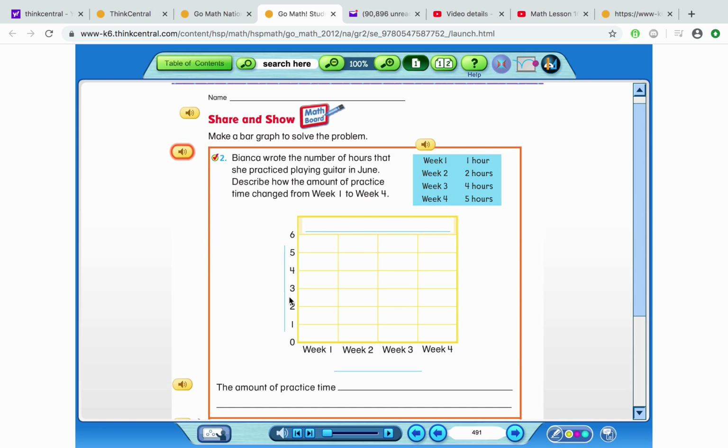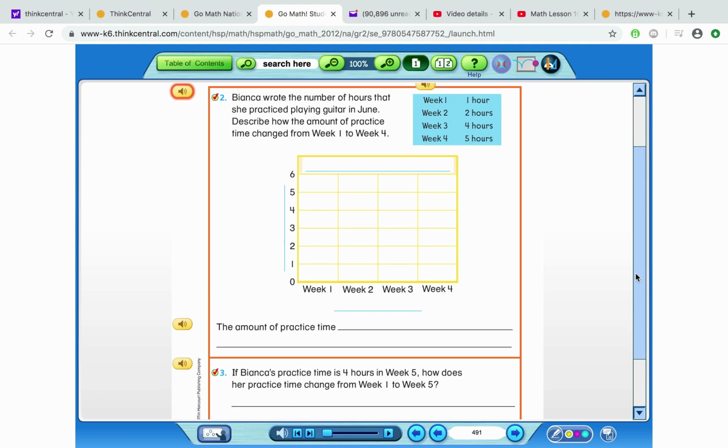And the label over here, you're going to have to probably turn your paper sideways to write it. All these numbers represent the hours she practiced. So for week 1, she practiced 1 hour. You're going to go down to week 1 and shade in or color 1 hour. Week 2, she practiced for 2 hours. You're going to go down to week 2 and color 1, 2 of the bars. And you're going to continue with week 3 and week 4.